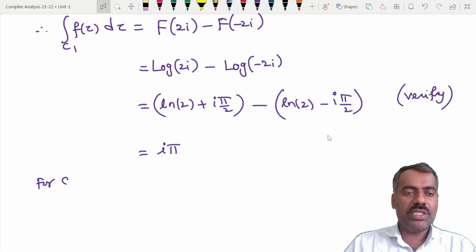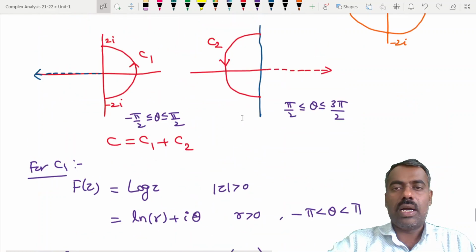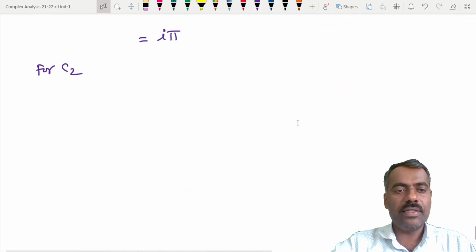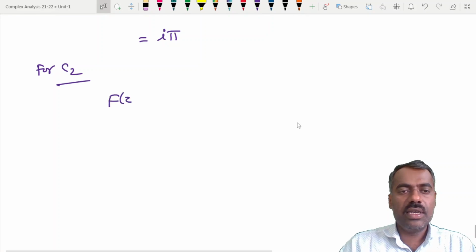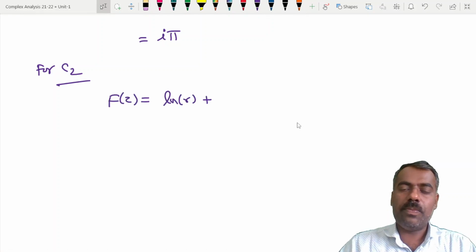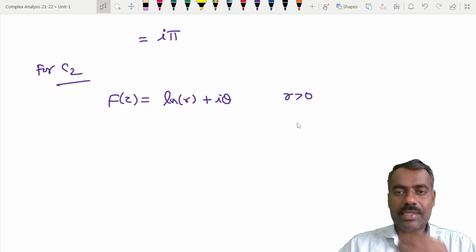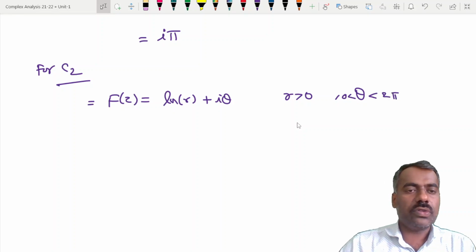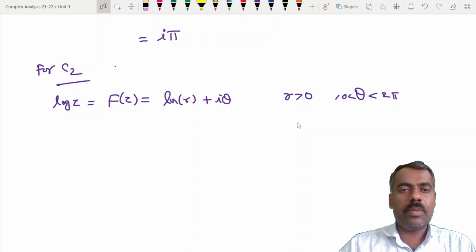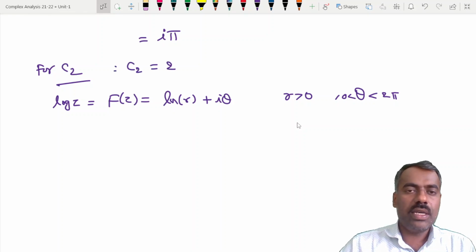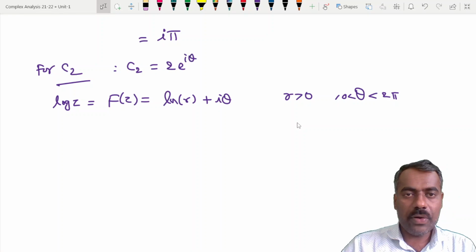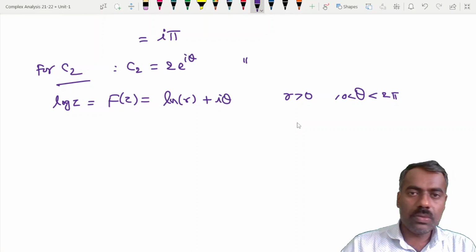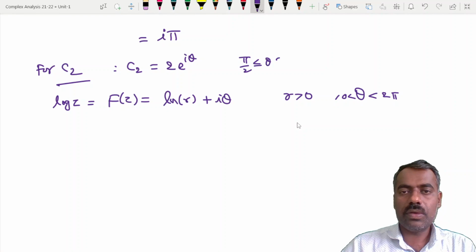Similarly, for the curve C2, what will we take? We'll take this F of z, for one of the branches, as natural logarithm of r plus i times theta, where r is greater than 0 and theta is between 0 and 2 pi. This is of course our log. Remember what is our C2? C2 is 2 times e power i theta, where theta is from pi by 2 to 3 pi by 2.